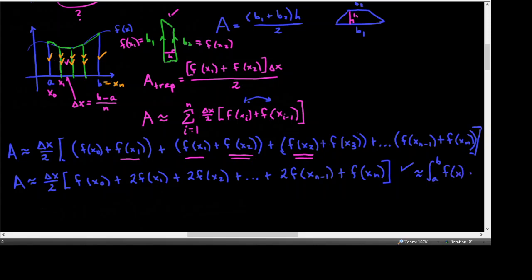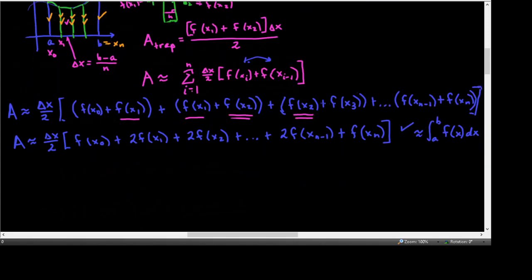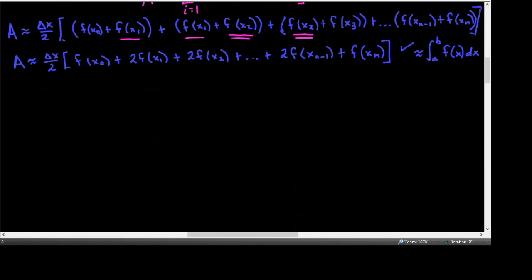And again, the reason we're doing this is we're pretending like f of x is some function for which we cannot find an antiderivative, and the only way we could get an idea of what that area is is with an approximation technique. Okay, so that's called the trapezoidal rule.